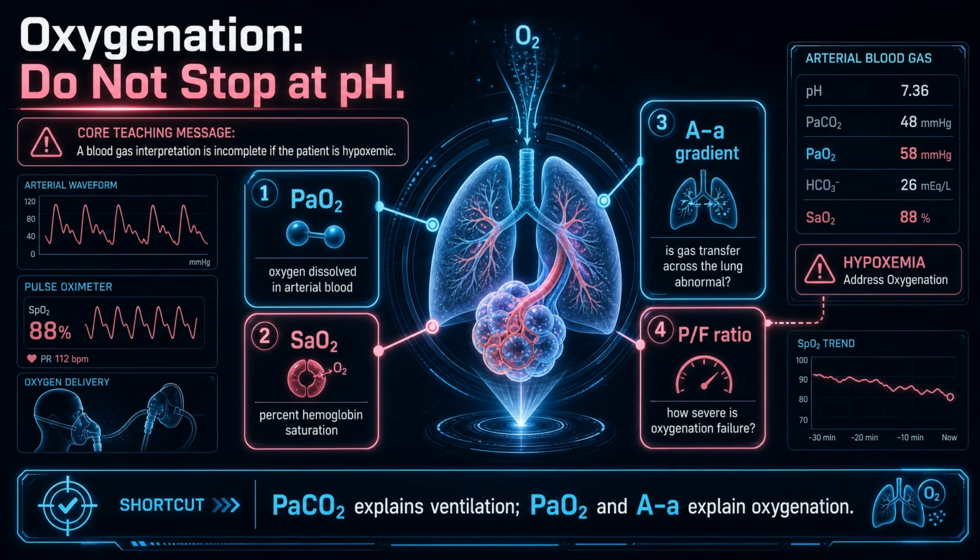Do not finish a blood gas interpretation without checking oxygenation when the patient is hypoxemic. Carbon dioxide tells you about ventilation. Arterial oxygen tension and the alveolar arterial gradient tell you about oxygenation and gas transfer. Oxygen saturation tells you hemoglobin saturation, and the P/F ratio helps grade oxygenation failure. This distinction matters because a patient can have a perfectly interpreted acid-base disorder and still be in severe respiratory failure.